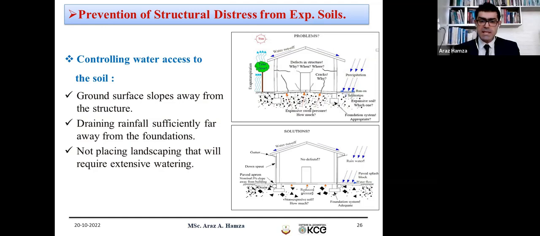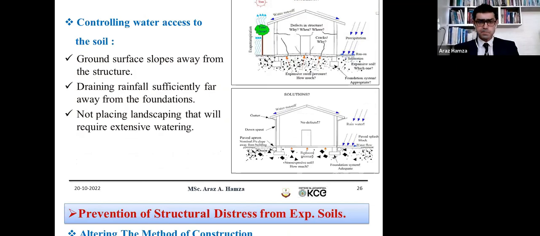Do not place landscaping that will require extensive water, as we explained with trees, plants, and grasses. They should not be close to your structure, because they need water, and the water percolates into the soil, and then the water content variation will happen beneath your foundation.